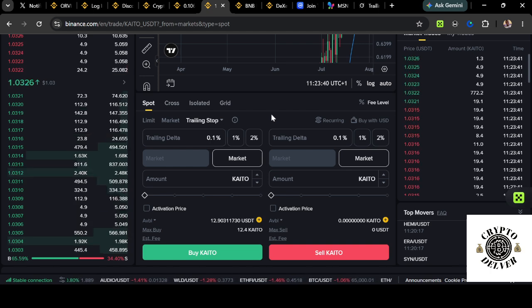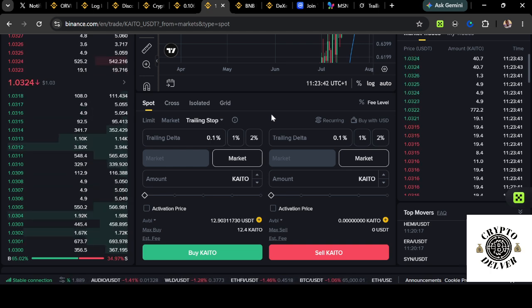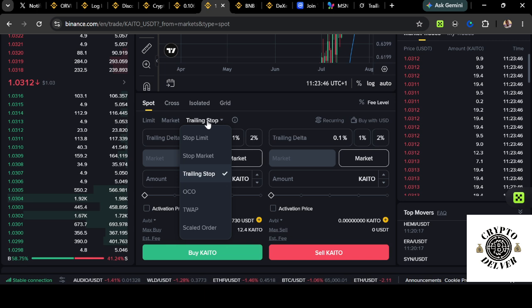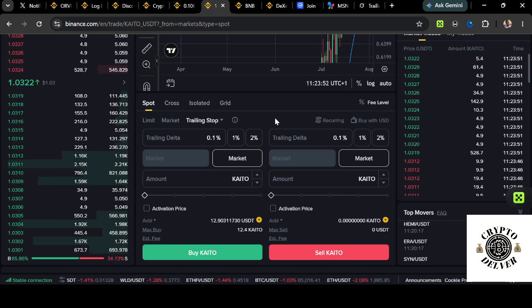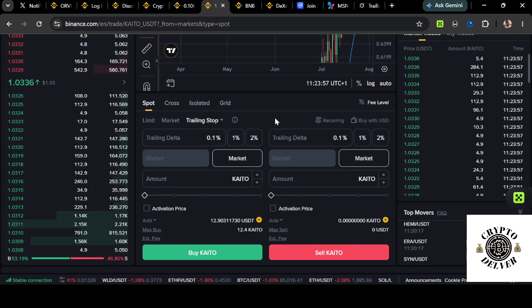First of all, once you come to your order, you're going to see the one that says trailing stop. If it's not showing, just navigate and look for it. Make sure you select it. Once it's selected, the next thing is for you to start trading. But before you start trading, you need to understand the interface.